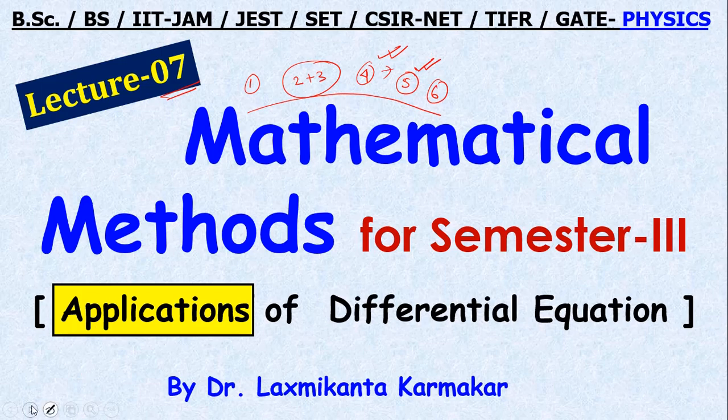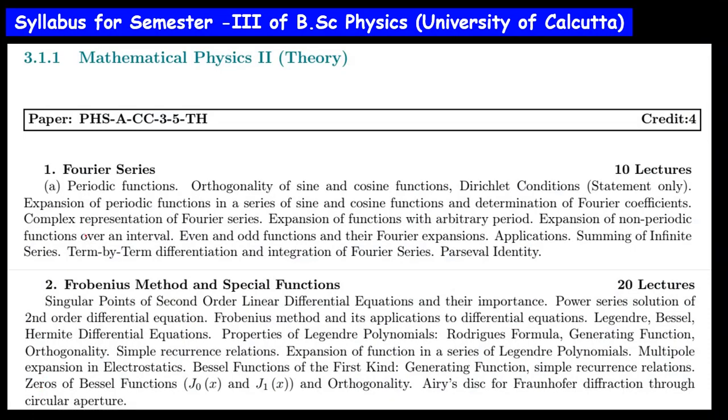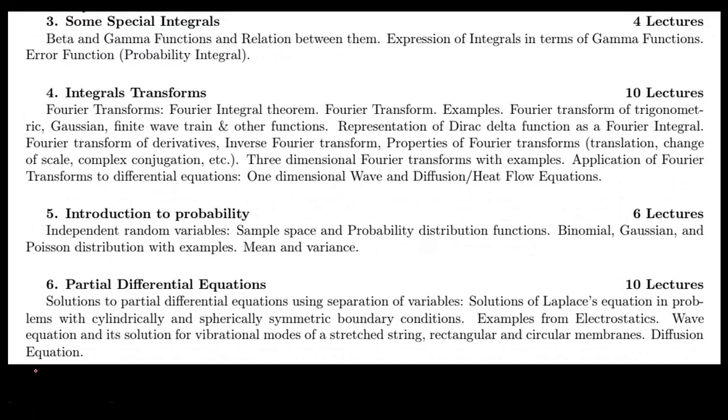Okay, so first, you can watch the syllabus of this physics paper, third semester, University of Calcutta. In the first lecture we covered this portion, the second and third this one, and the fourth, fifth, sixth consist of this one, except these two applications: the multipole expansion of electrostatics and the Fraunhofer diffraction through a circular aperture. These two applications we want to discuss in this lecture. Clear? This is all the syllabus.